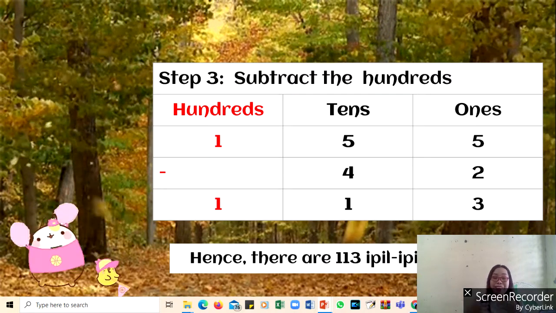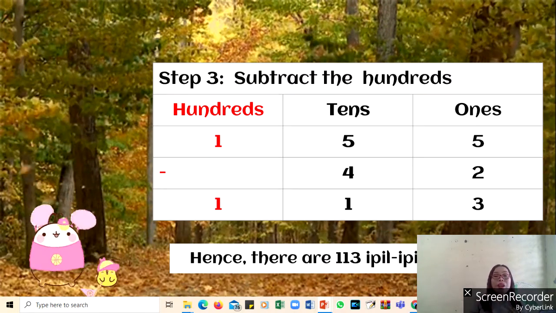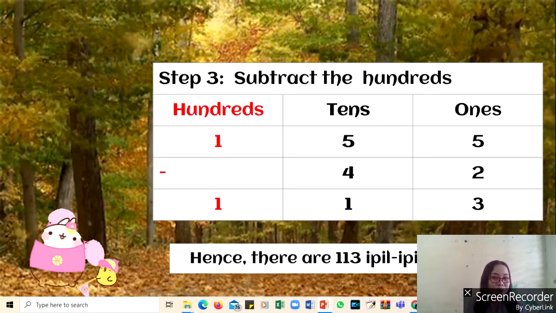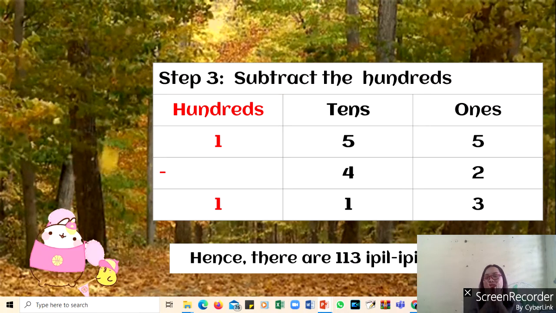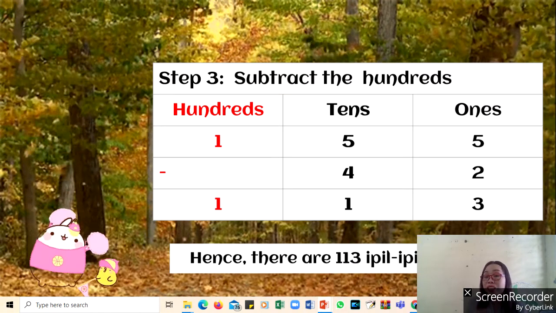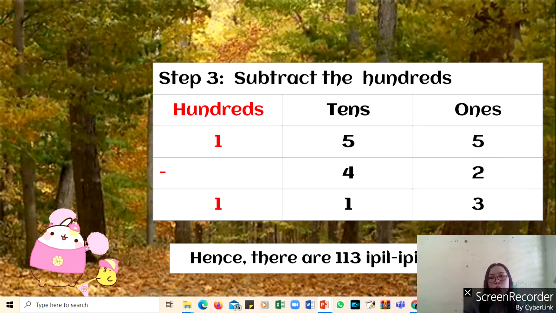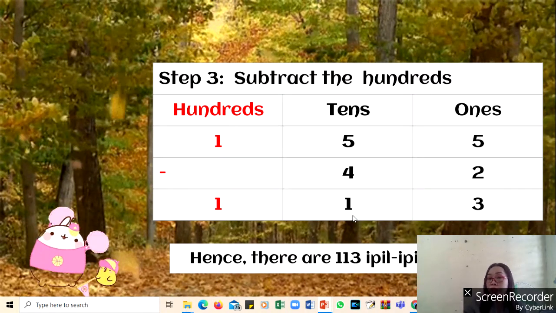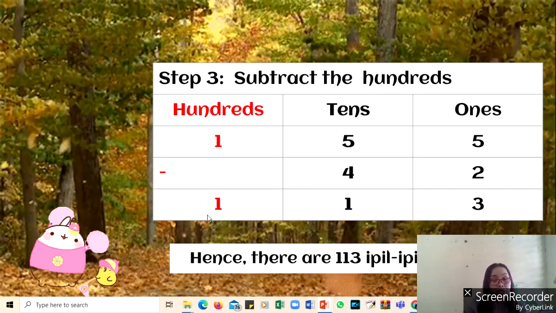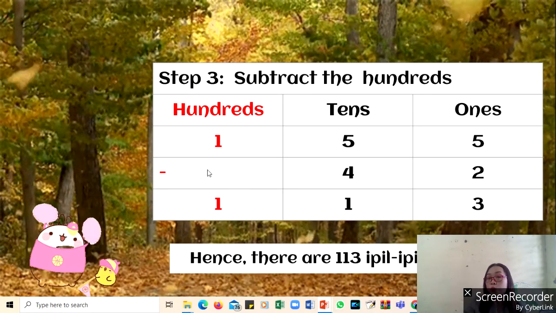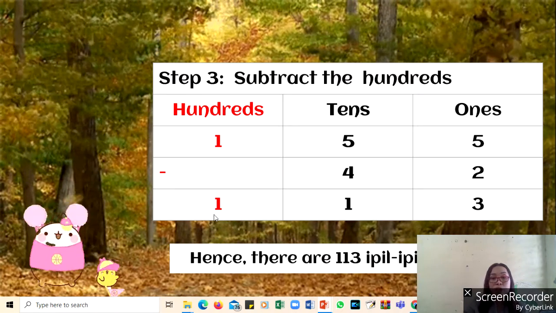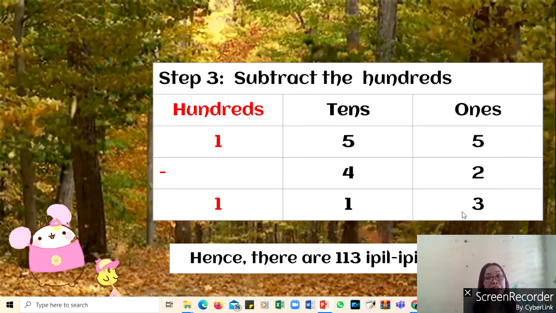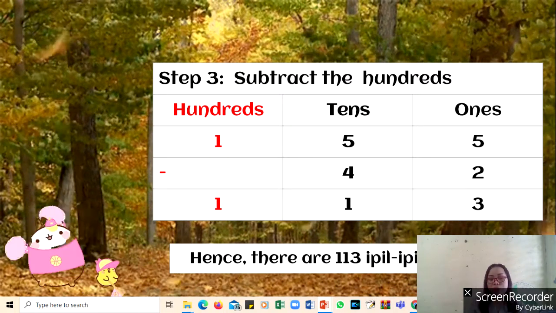Okay? Hence, there are 113 ipil-ipil seedlings. Sorry, my fault. It's not siblings, it's seedlings. So, 5 minus 2 is 3. 5 minus 4 is 1. So, bring down 1 here because there's no one to subtract here. So, the answer is 113. Okay? 155 minus 42 is equal to 113.